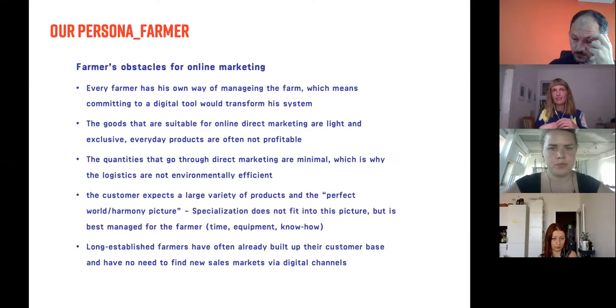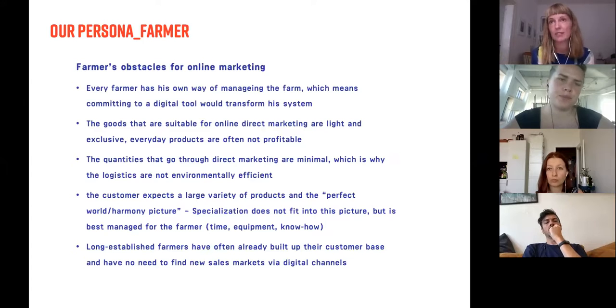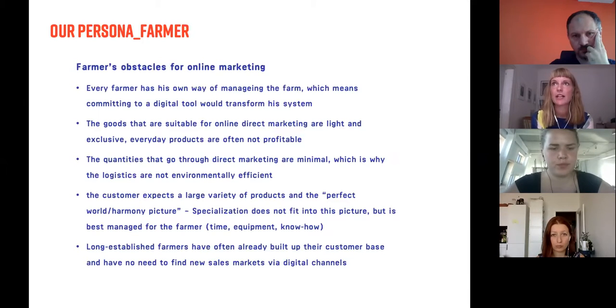Often when farmers are already doing direct marketing, they already have their base for selling their products. And they are not really so much in need to find new sales markets digitally. They often have set up their system. So sometimes a crisis, maybe Corona, really brings a chance to change the system. So this could be a huge chance now to really go into this.